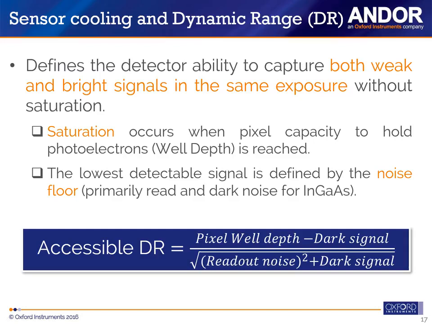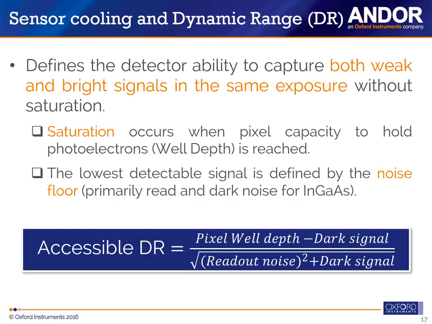Saturation is a phenomenon where you have reached the maximum capacity of a pixel to hold the photoelectrons generated by incoming photons. When this well depth is filled, you're getting saturation. You're not getting a linear response of the sensor, and you're not getting quantifiable information.